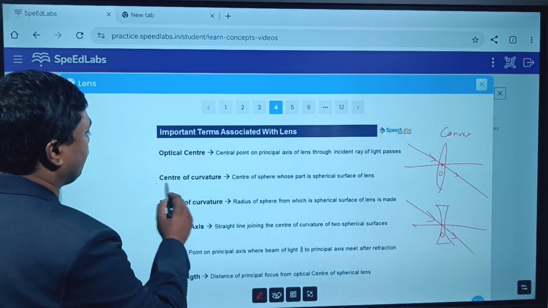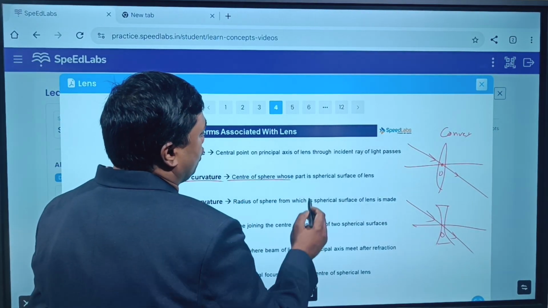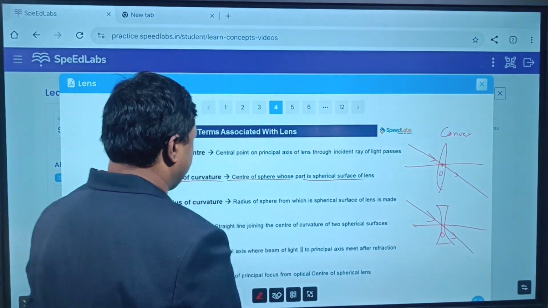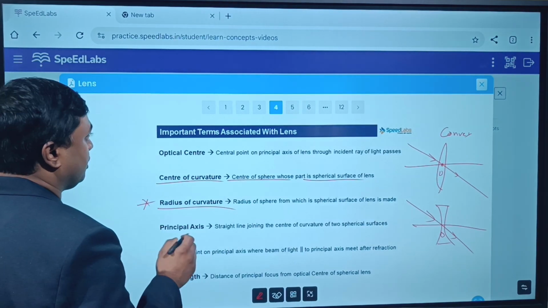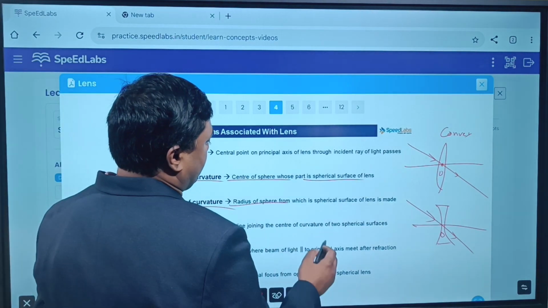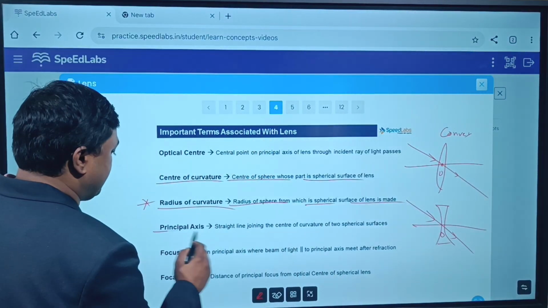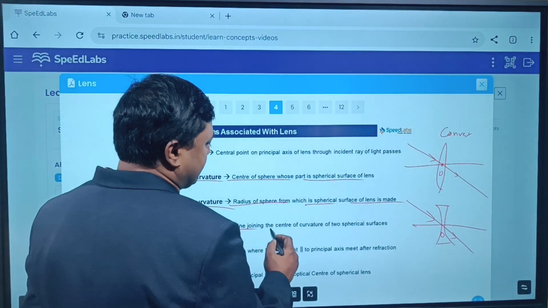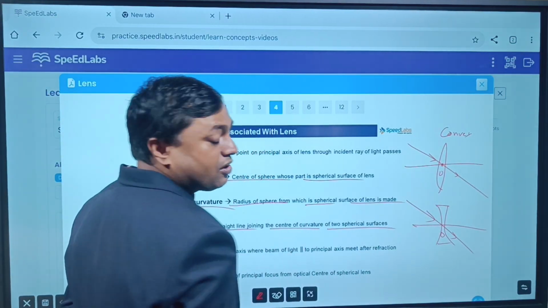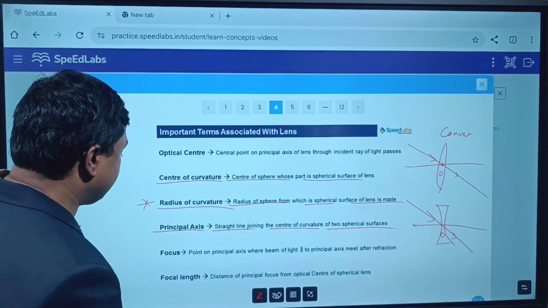Okay, now center of curvature: the center of a sphere whose part is a spherical surface of the lens. This definition is the radius of the sphere from which the spherical surface of the lens is made. Principal axis: a straight line joining the centers of curvature of the two spherical surfaces is called the principal axis.